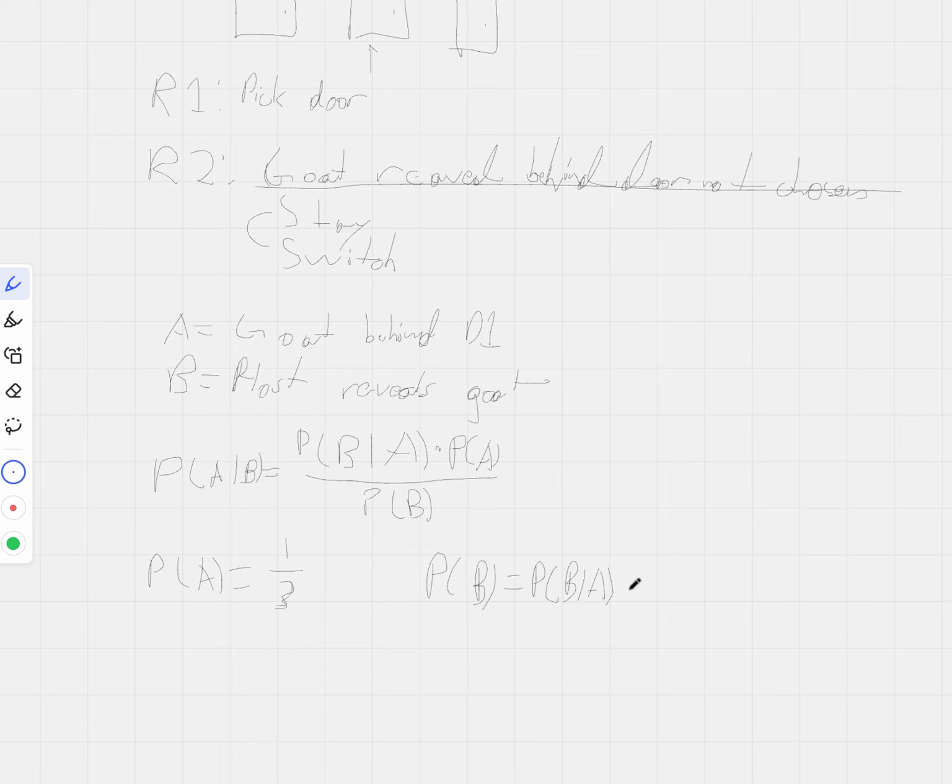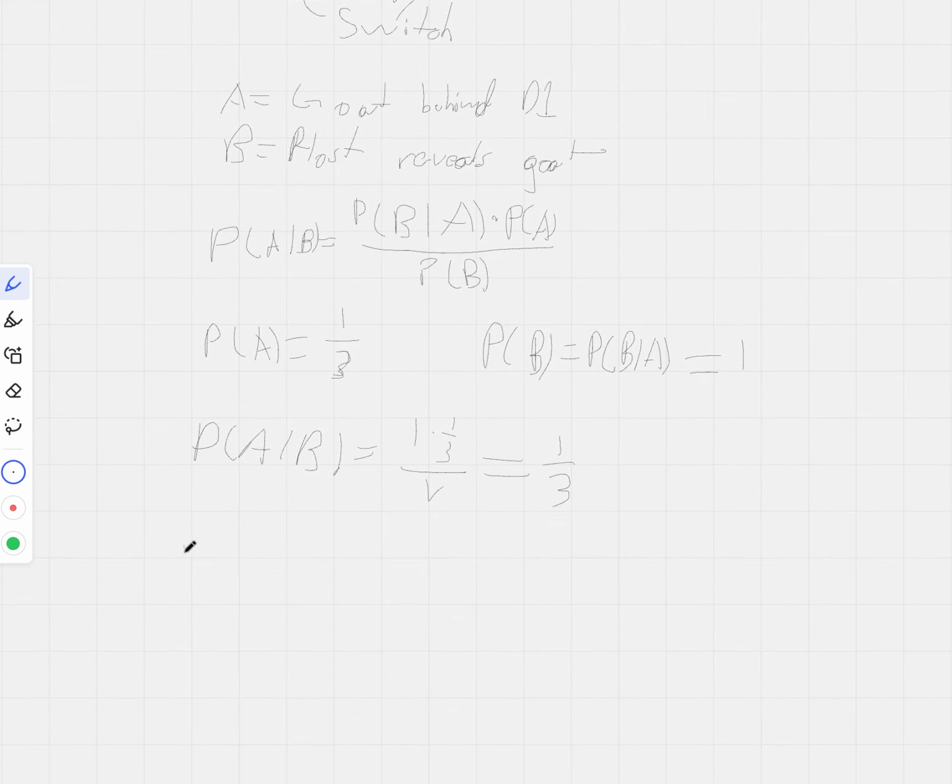Now, P(B), the probability the host reveals a goat, is actually the same as the probability the host reveals a goat given that the goat is behind door 1, because the game stipulates that a goat is always revealed. So this is actually just 1. Therefore, the probability the goat is behind door 1, given that the host has revealed the goat, is just 1 times 1/3 divided by 1, which is just 1/3. So it hasn't changed at all. But notably, this also means that the probability that the goat is not behind door 1, presumably the door that you've chosen initially, is 1 minus 1/3 after a goat has been revealed, which is equal to 2/3.